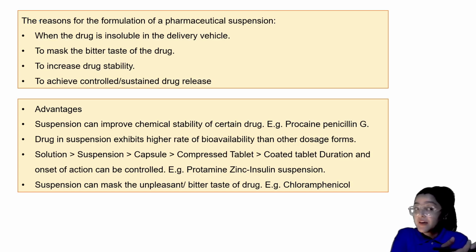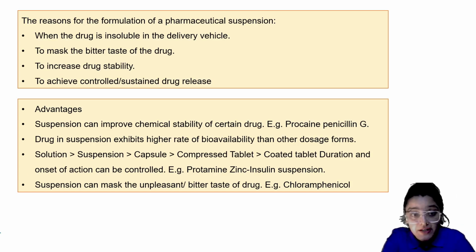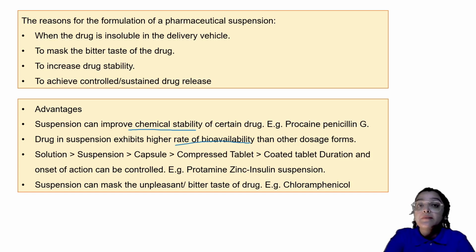Other than that, many other advantages have been listed here, including the improvement of the chemical stability of certain drugs and the higher rate of bioavailability by far. I think you all should know how much of the drug is available in your systemic circulation, the actual systemic availability of the drug. So the drug in a suspension exhibits a higher rate of bioavailability as compared to other dosage forms.